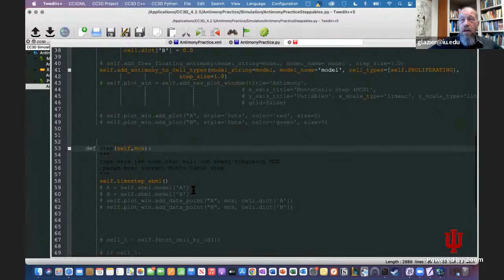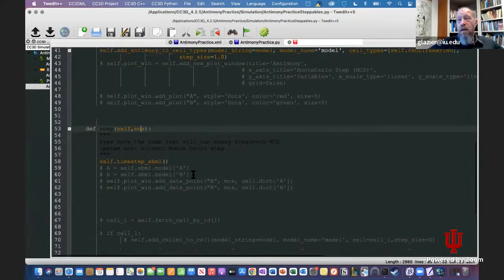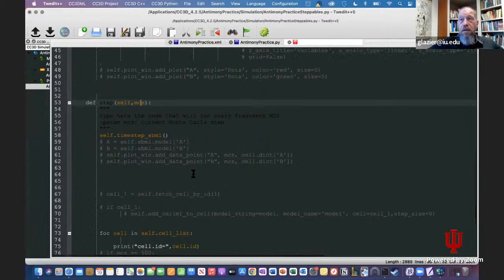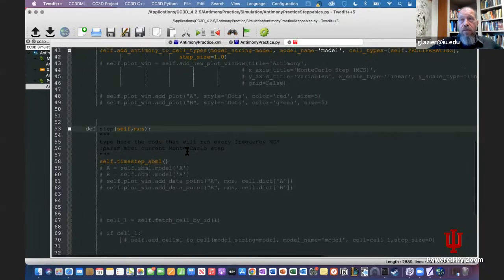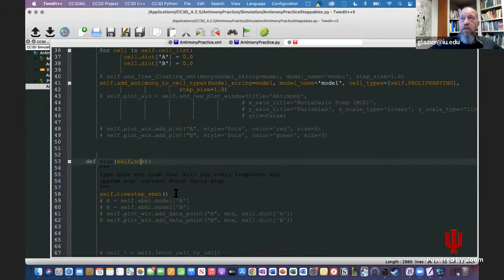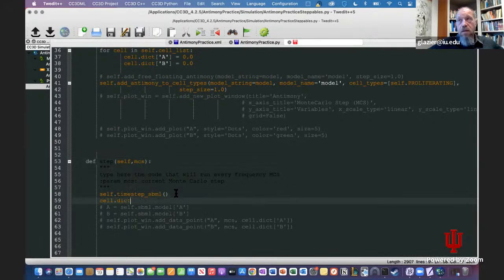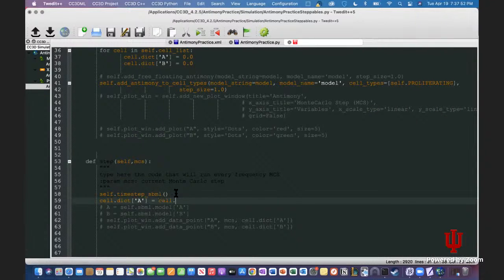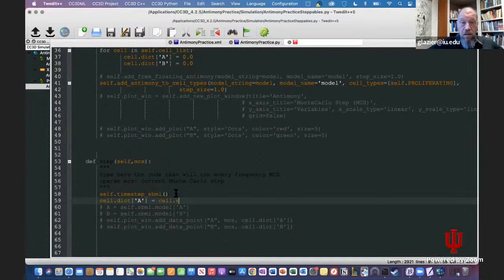Now in the step function, we time step our SBML, that's fine. And now what we have to do is copy the value of A and B from the model into the dictionary entry. So we'll have cell.dict of A equals cell.sbml dot, and so on. Wait, cell dot, not self dot? Because now it belongs to a cell. So now we have to create a loop over the cells.